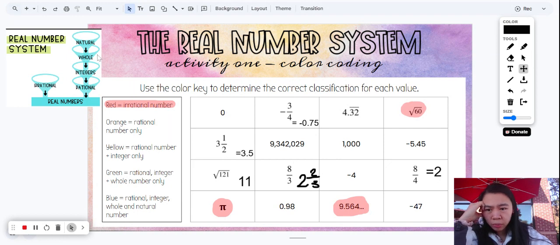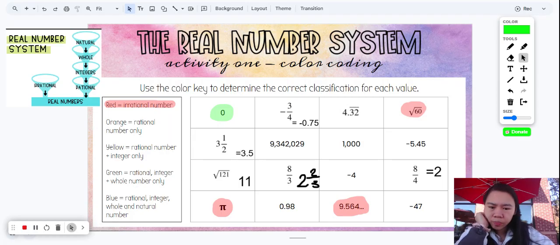And if I threw my marble into the whole number funnel, it'll hit integers, rational, and real. So we are going to color this one. Which one's whole, integer, rational, and real? Rational, integer. So green. This one's going to be green. Okay, does that make sense? If I threw my marble into whole, it's going to hit integer and rational. So it's going to be rational, integer, and whole.